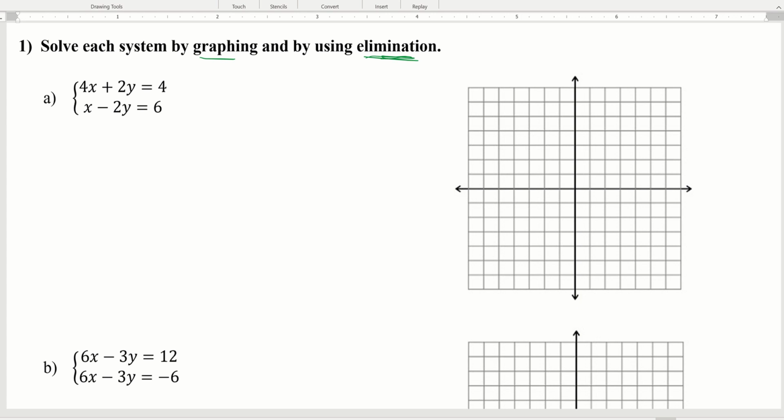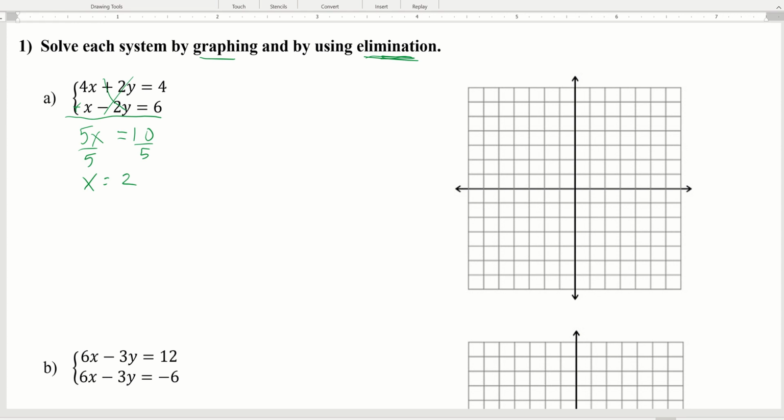The way I always recommend is to look at your x's and your y's. Starting out right away, if I add the two equations together, do they disappear? Yep, on my y's. So if I add these two equations together, we add straight down, we end up with 5x, and the y's eliminate, because we have a plus 2y and a minus 2y. Adding the 4 and the 6, we get 10. Now solve for x and we get 2. That's our first step of elimination: get rid of one variable to solve for the other.